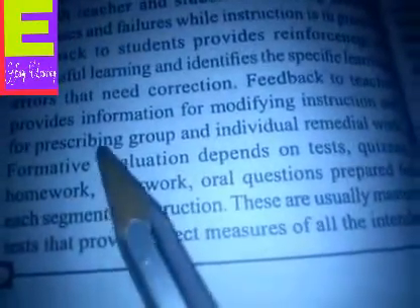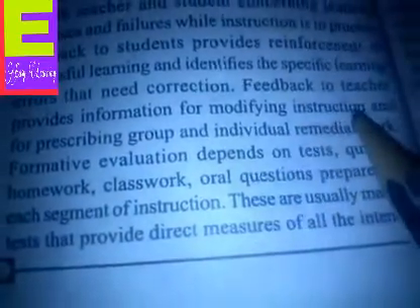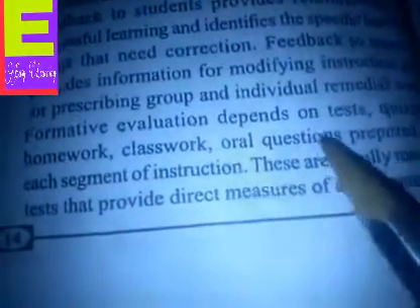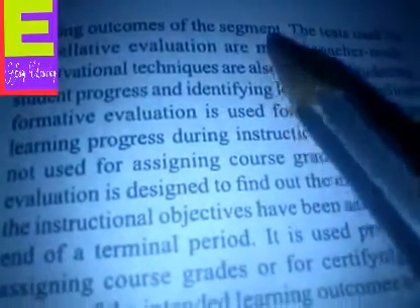Feedback to teachers provides information for modifying instruction and for prescribing group and individual remedial work. Formative evaluation depends on tests, quizzes, homework, classwork, and oral questions prepared for each segment of instruction. These are usually mastery tests that provide direct measures of all the intended learning outcomes of the segment.